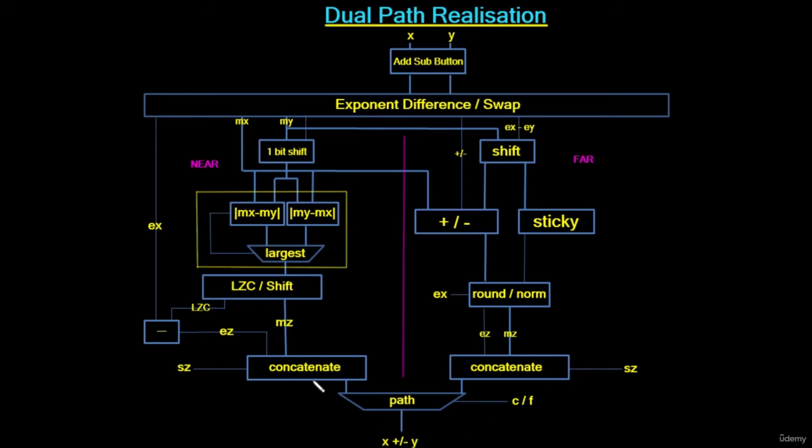So here's the final dual path architecture. We'll talk over this architecture in this video, and in the next video we'll start building it up in Logisim.